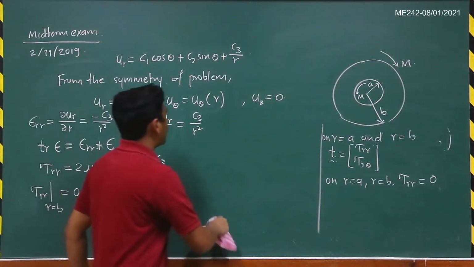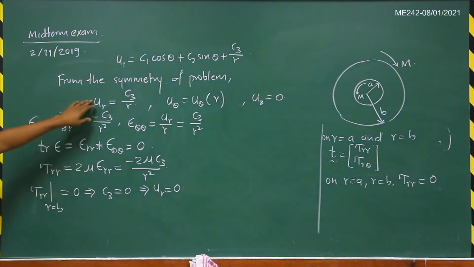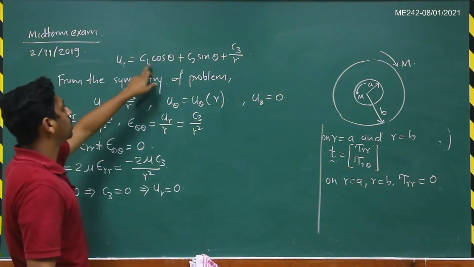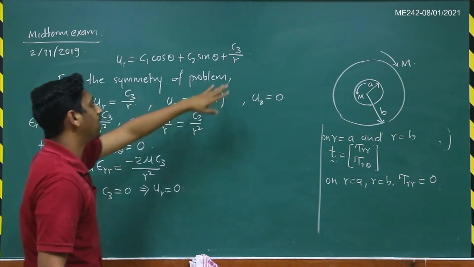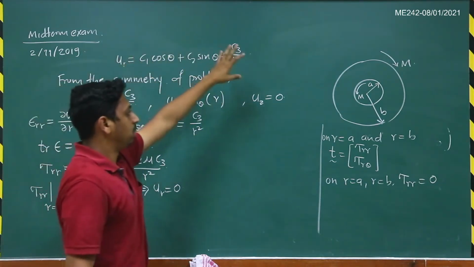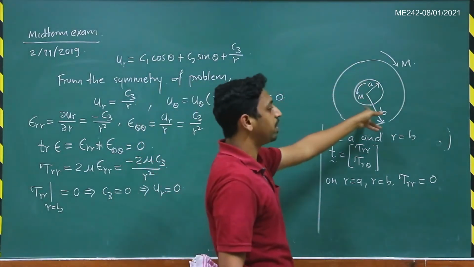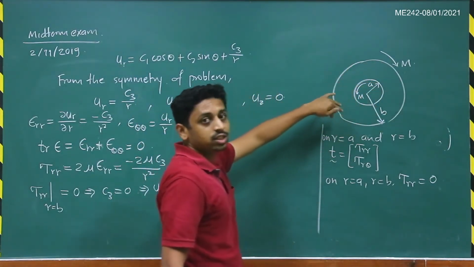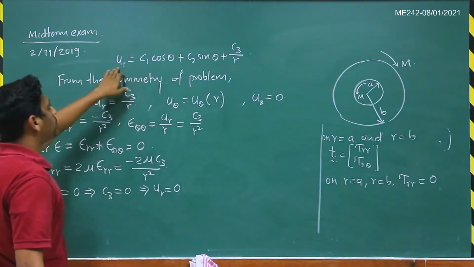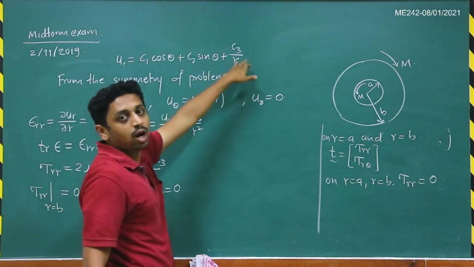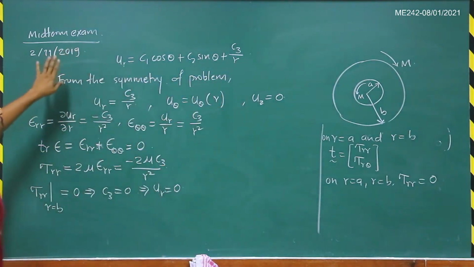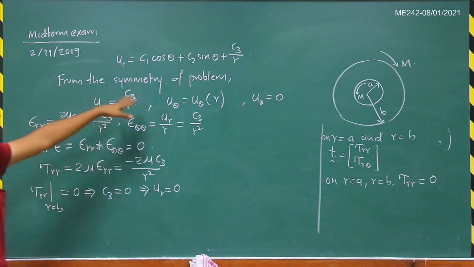So what we have done so far is we have given the expression for the radial displacement C1 cos theta + C2 sin theta + C3 by r. By using the argument of symmetry of the problem, that these moments are being applied through tangential tractions independent of theta, we have assumed that u_r and u_theta are functions of r alone, and there is no dependence of theta on these displacement fields.